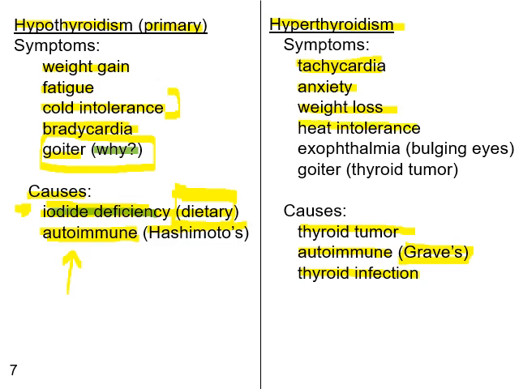Heat intolerance: your body is producing a lot of heat, and so these are people who are just intolerant of any warm temperatures. Goiter. Now, in this case, goiter should be obvious if there's a tumor or an autoimmune activation of the thyroid gland or a swelling of the thyroid gland that can cause a goiter, a swelling and enlargement of the thyroid. So that one is obvious.